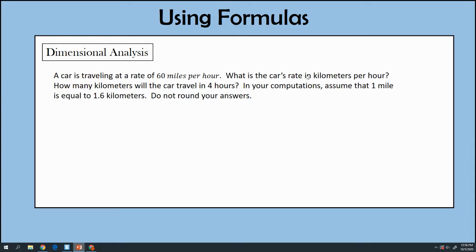What is the car's rate in kilometers per hour? And then how many kilometers will the car travel in 4 hours? In your computations, assume that 1 mile is equal to 1.6 kilometers. Do not round your answers.